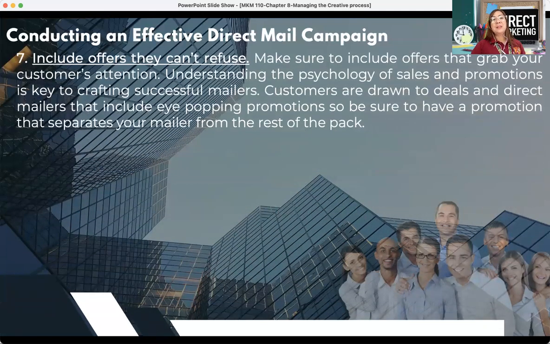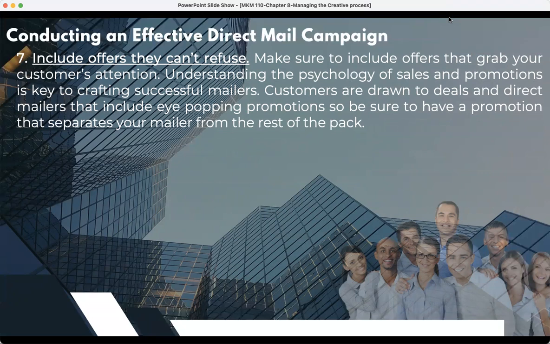Okay, number 7 here is to include offers that they can't refuse. So paano naman dito? So make sure to include offers that grab your customers' attention. Basically, ito yung kung how effective yung design na gagawin mo doon sa promotion, doon sa direct mail na papadala mo. So understanding the psychology of sales and promotions is the key to crafting successful mailers. Customers are drawn to deals and direct mailers that include eye-popping promotions, so be sure to have a promotion that separates your mailer from the rest of the pack.